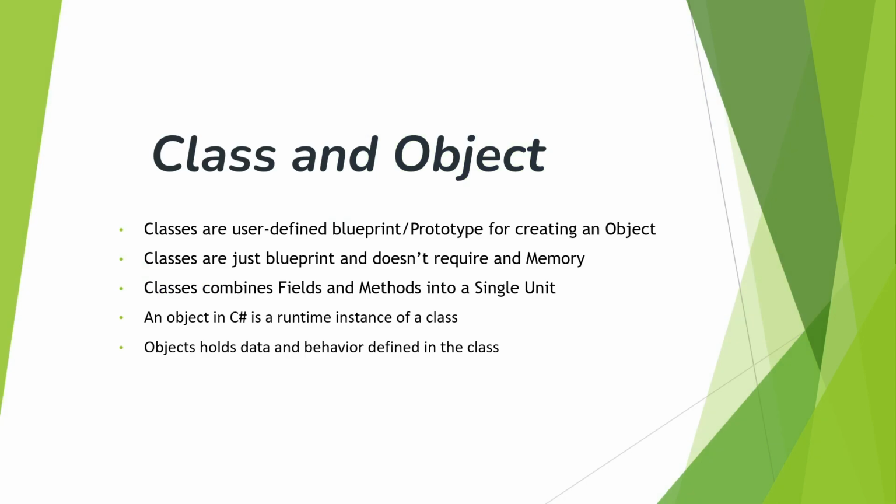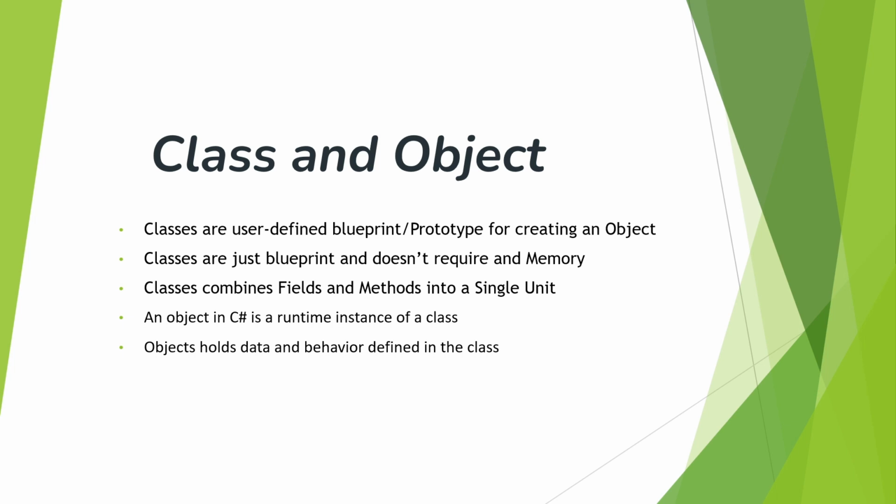What are classes and what are objects? Basically, classes are a user-defined blueprint or prototype for creating an object. Classes define how an object will look like, what an object can do. It's like we are fixing what behavior an object should have, what functions an object should do. But all in all, classes do not take any memory while running your application. But when you create an object of the class, this memory gets allocated, right?